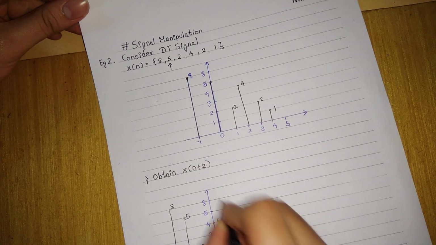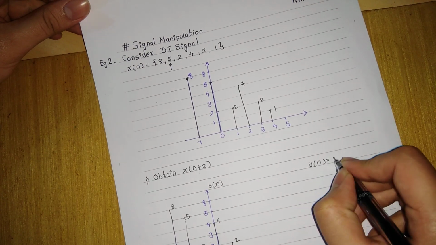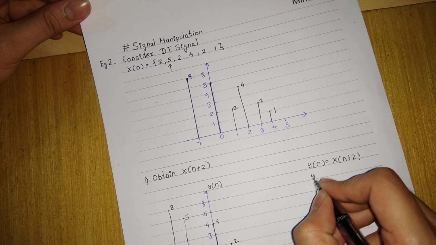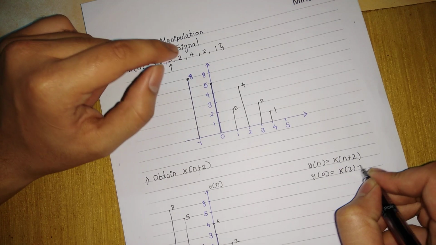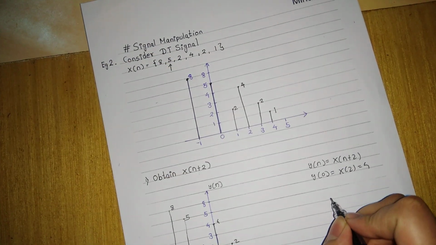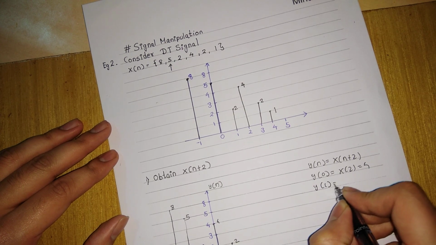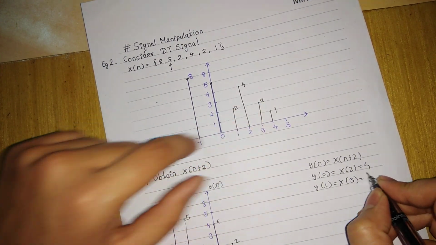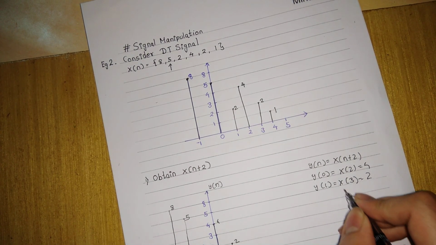Okay guys, you can also solve this problem using a long method, that is considering a new signal y of n. We consider y of n is equal to x of n plus 2. Then we consider n is equal to 0, so y of 0 is equal to x of 2. The value of x of 2 is equal to 4. So y of 0, the origin, is equal to 4. Then y of 1 is equal to x of 1 plus 2 is 3, so x of 3 is 2.